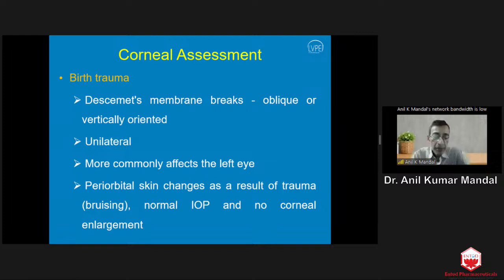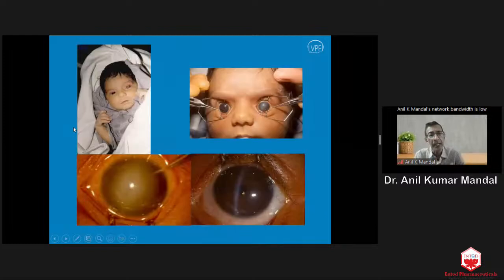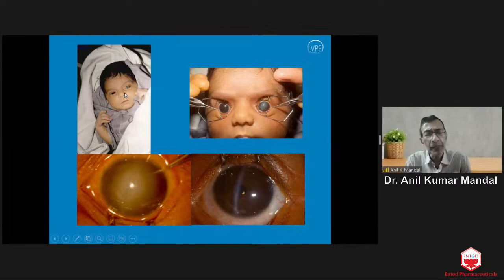The associated features like abrasion in the skin, subconjunctival hemorrhage, and evaluation of intraocular pressure, other assessment of cornea will clinch the diagnosis. I'm giving the picture here. You can see a newborn baby about 2 hours after birth. This child was referred to us by the obstetrician with a note. The child birth took place in Hyderabad in a nursing home, that the patient is having left eye congenital glaucoma and it is for diagnosis and management. But actually, it was not congenital glaucoma.